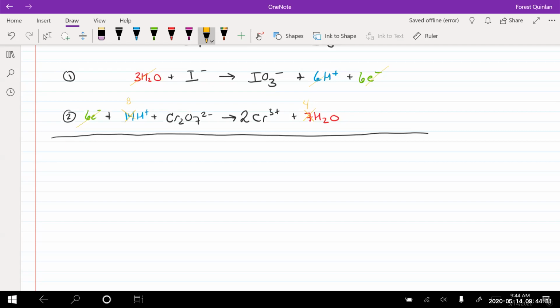So at the end of the day, we end up with 8 H pluses plus a Cr2O7 2 minus plus an iodine goes to make an iodate plus 2 chromium 3 pluses plus 4 waters.